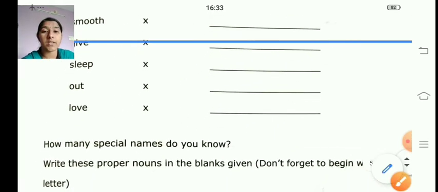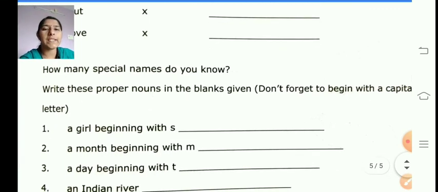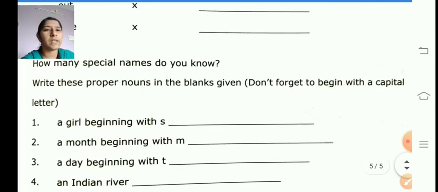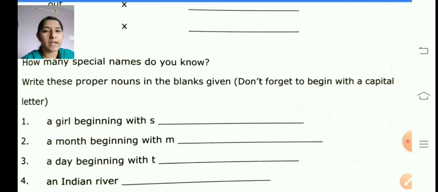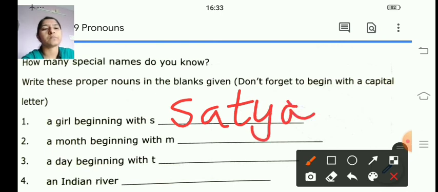So the next one, how many special names do you know? Write these proper nouns in the blanks given. Don't forget to begin with a capital letter. Expansions are given there. A girl's name beginning with S. The name of the girl should begin with S, and you're going to start with a capital letter. So you can say Satya. This is one example, right? When you are writing, the first letter should be capital. So Satya. This I have done.